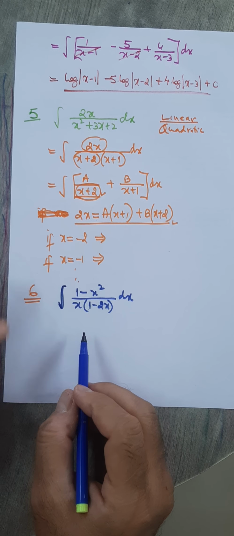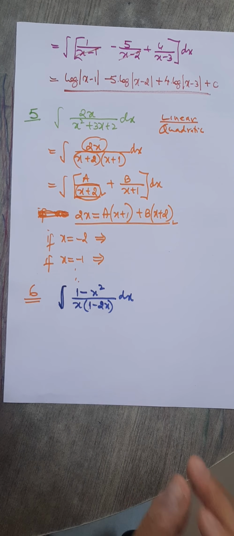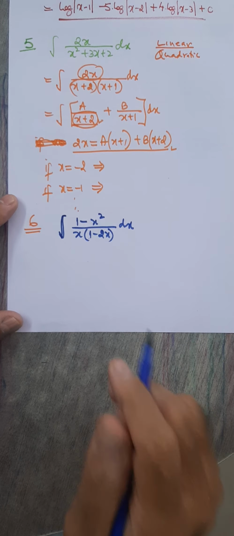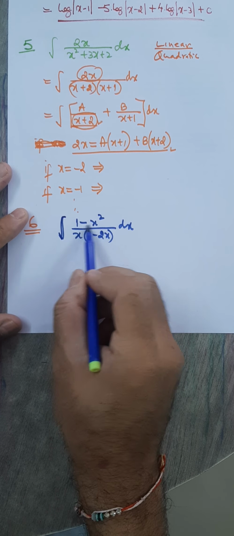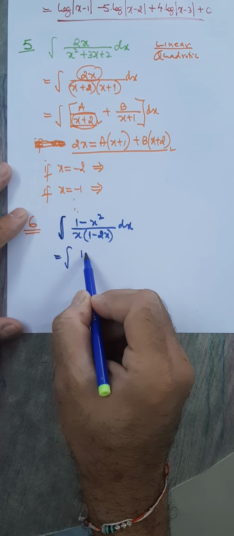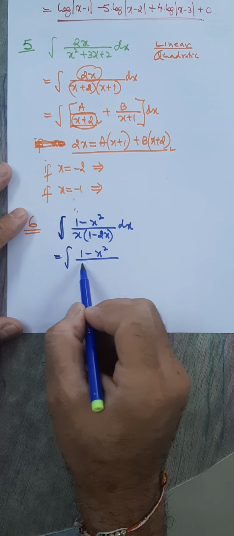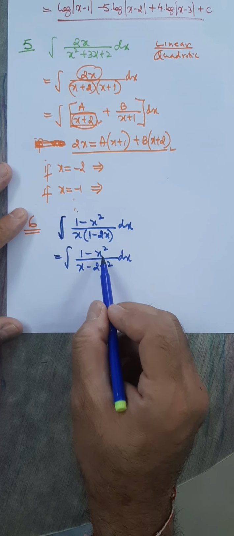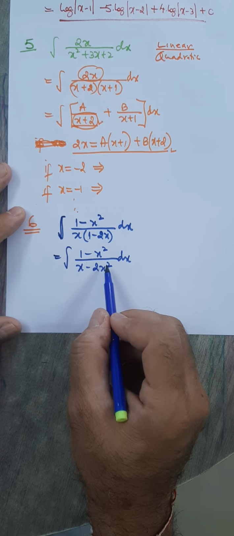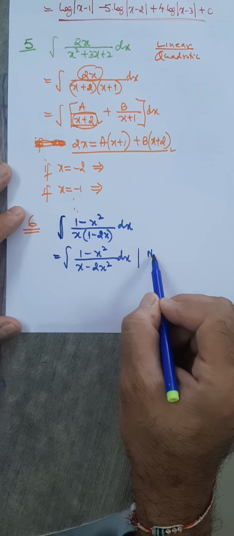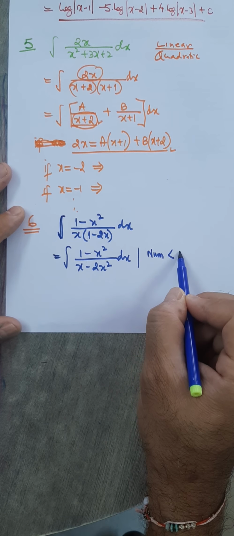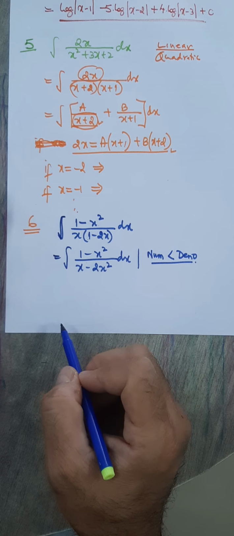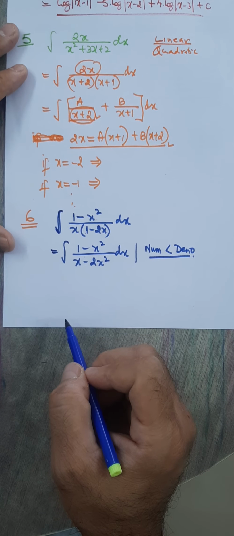Now you see here in this question, this is a quadratic expression, 1 minus x square upon x minus 2x squared. So this is also quadratic. In such questions, you cannot use the partial fraction method directly. You know that the degree of the numerator should be less than the degree of the denominator. Degree means power. Here the powers are equal, so the partial fraction method should not be used directly, remember.